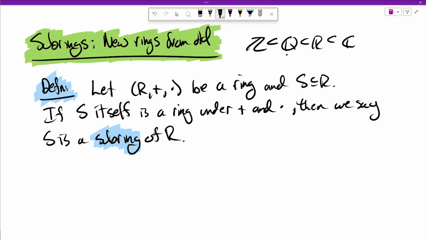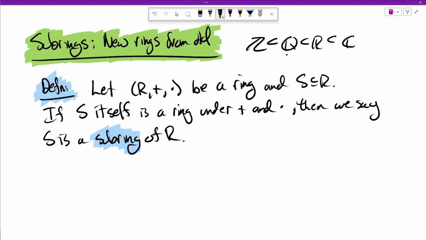So R has at least two rings inside of it. In fact, it has a lot more than just two, but it has at least two in this chain of inclusions. And then C, the complex numbers, has all of these three. And in fact, C has quite a lot of different subrings of it, so different subsets that happen to be rings. So let's define the term, and let's do some silly examples, and then we're going to try to deduce a test for whether or not a subset is a ring. And so let's do exactly that.